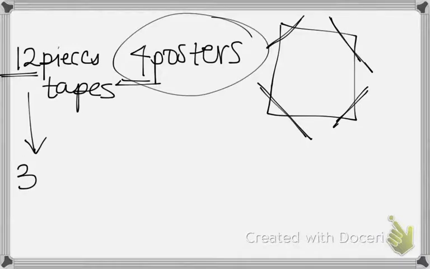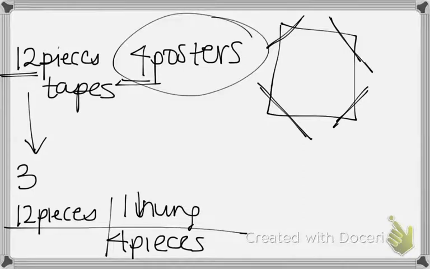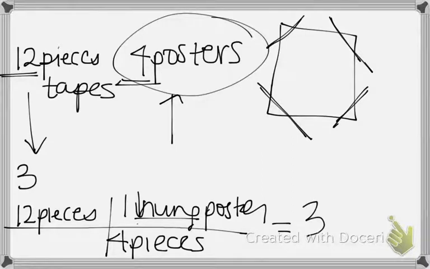Now, without realizing it, you did stoichiometry, okay? You had 12 pieces of tape. You understood that there was a relationship between 4 pieces of tape and 1 hung poster, okay? Now that's not the same poster as this. I'm saying how many posters you actually hung up. In this case, it would be 3.